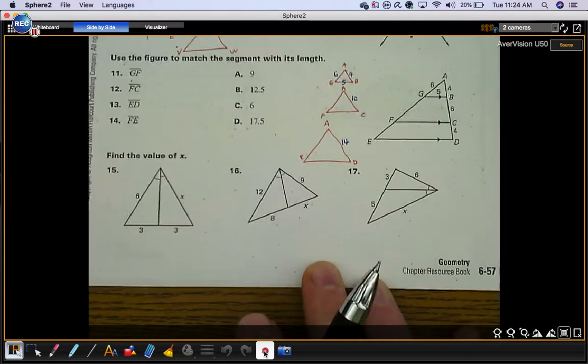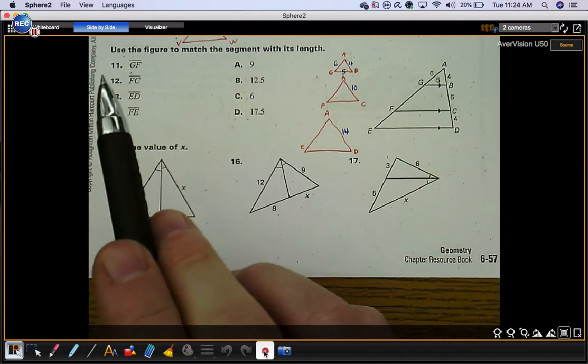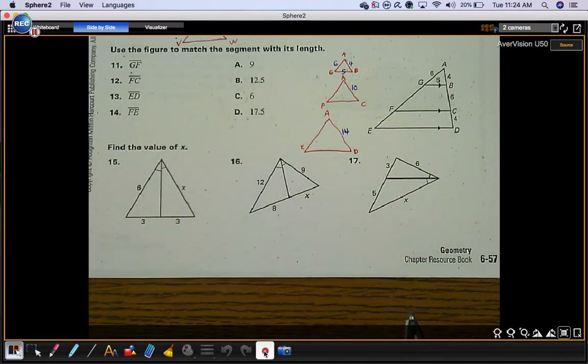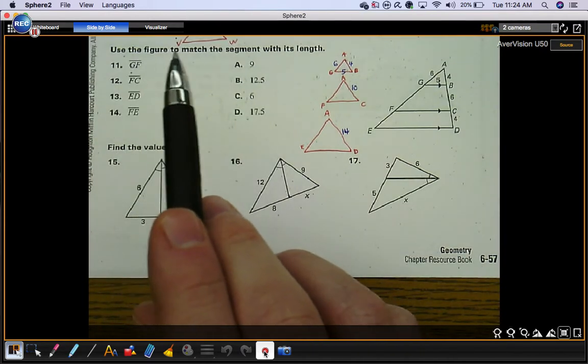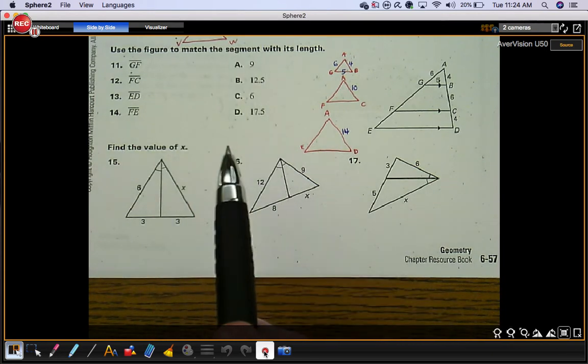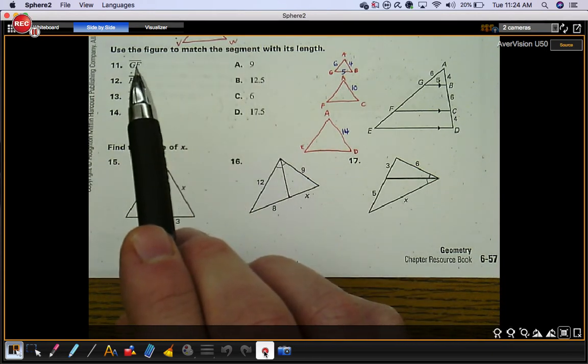This is practice A for section 6.5. We're going to look at numbers 11 through 17. We're going to use the figure to match the segment with its length. How long is it from G to F?